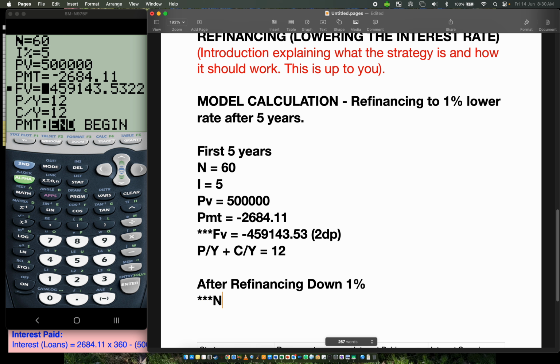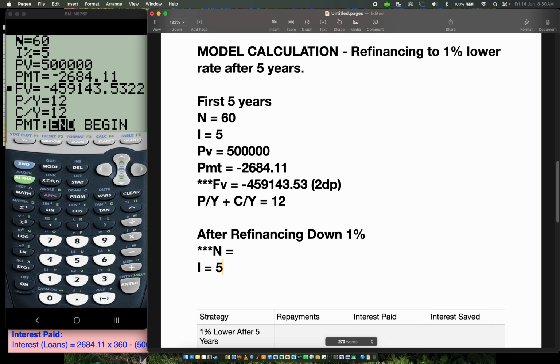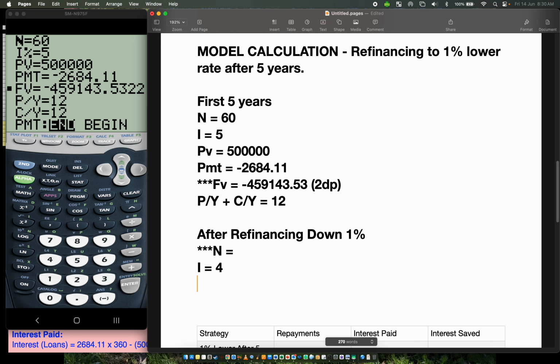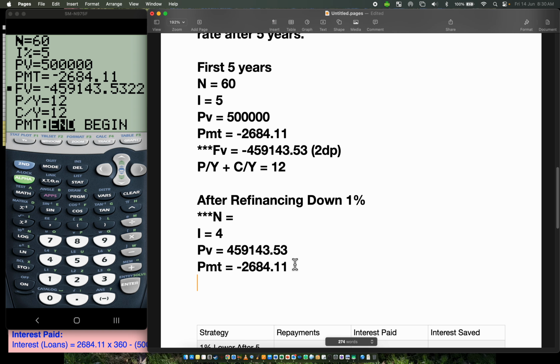We want to work out how long it's going to take. I'm going to pretend that I'm maintaining the same interest payment. Sorry, the rate is going to be lower because I refinance. PV, I got the debt down to 459,143.53. I'm going to pretend that I'm maintaining the repayments, so negative 2,684.11. That's why I'm finding N, because technically I'm paying too much for a 4% rate, because that 2,684 was a 5% rate. I don't want to owe the bank anything after the loan.